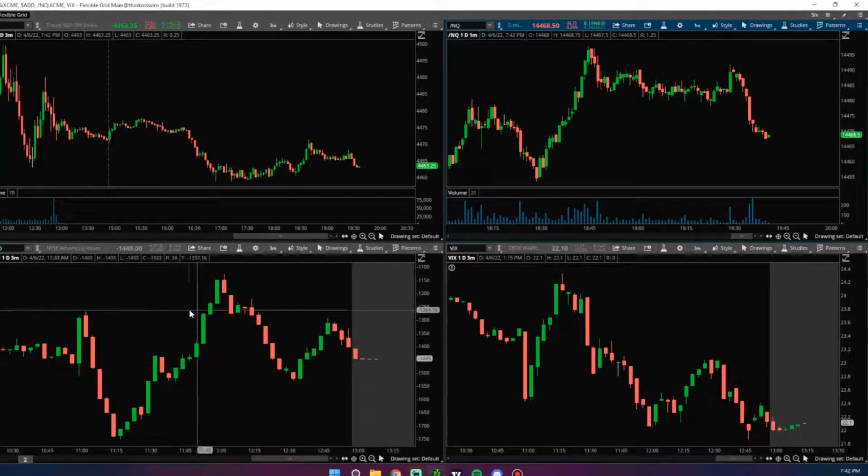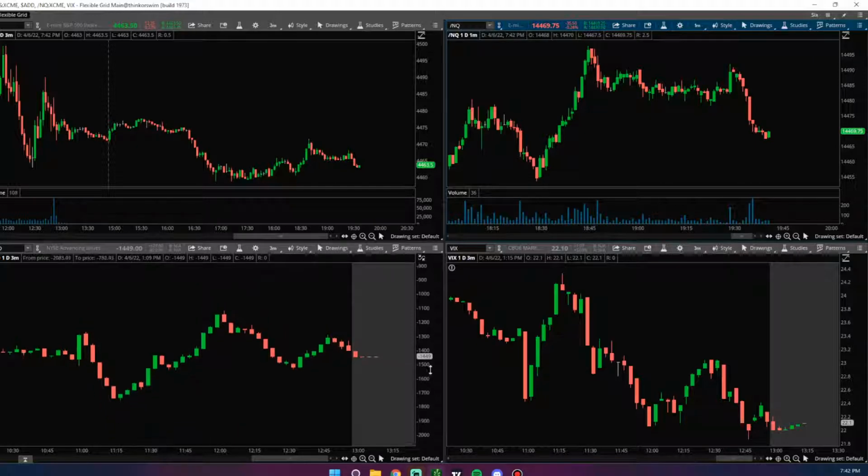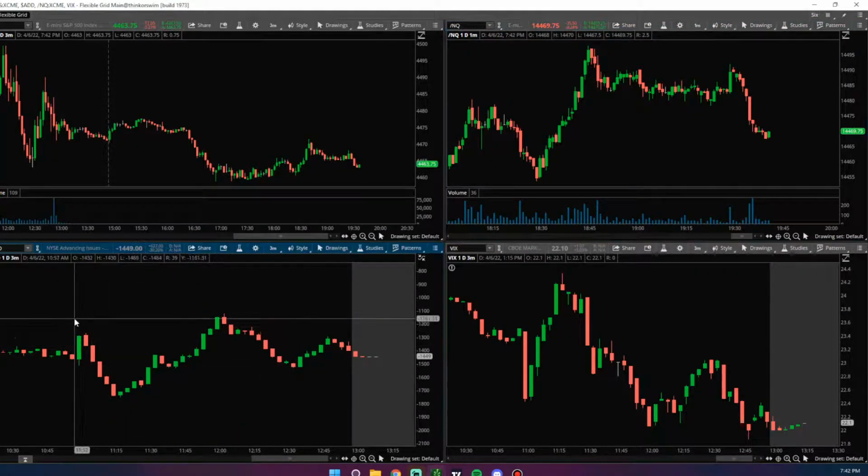Oh, I always forget exactly what it's called, but it's advancing and declining stocks. So you can see here, this is negative 1,449. And what it's telling us is how many stocks are negative on the day versus green. So for ADD, anything below 0 is going to be like a red day on the market. So most stocks are going to be red.